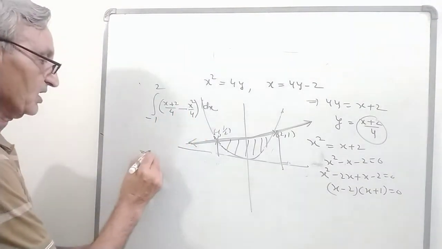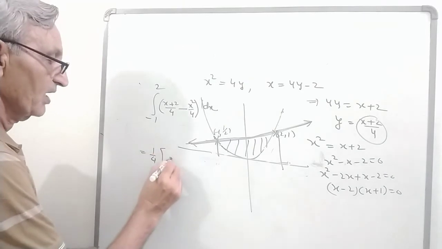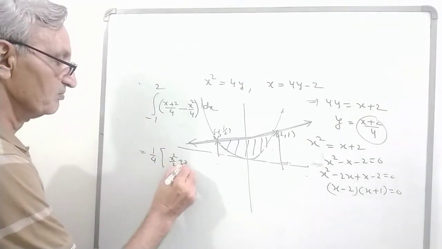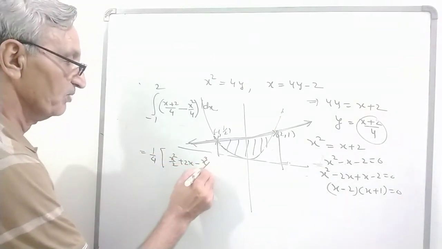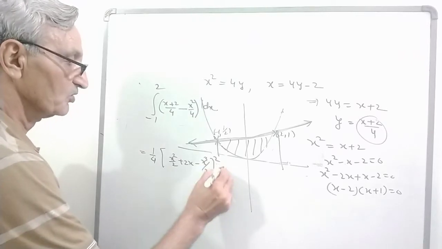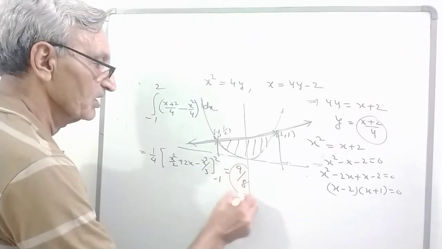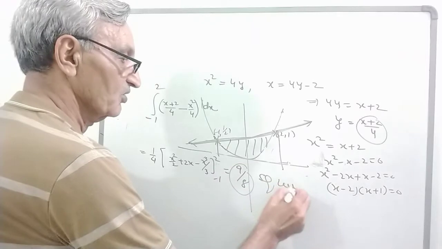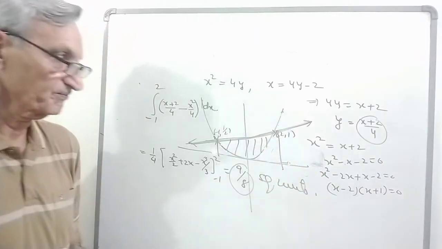When you solve this, you will find the answer yourself; I don't want to tell. 1/4 of x square by 2 plus 2x minus x cube by 3, put in -1 to 2, and you will find it will be 9/8 square units. This is the question.